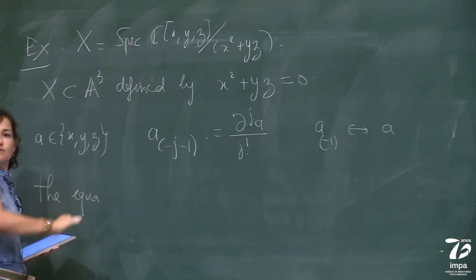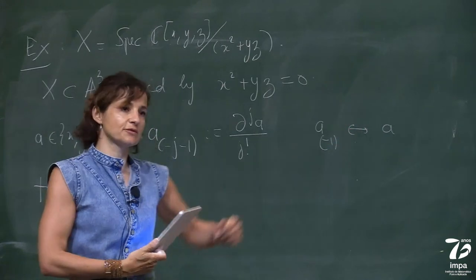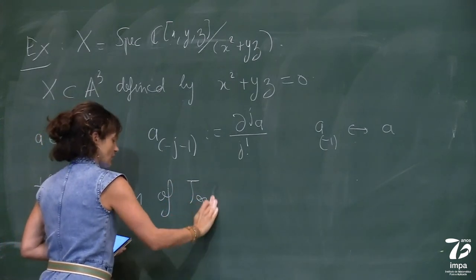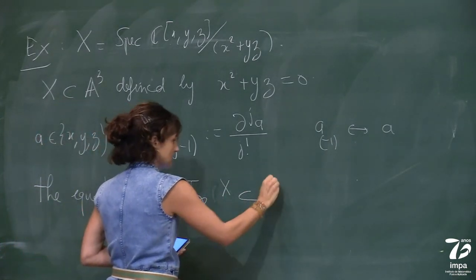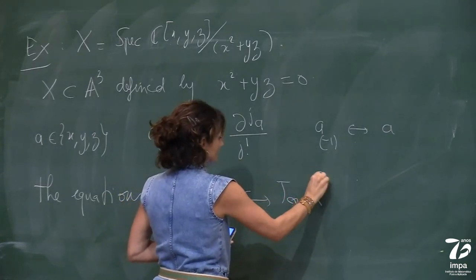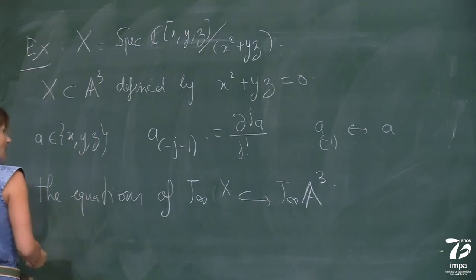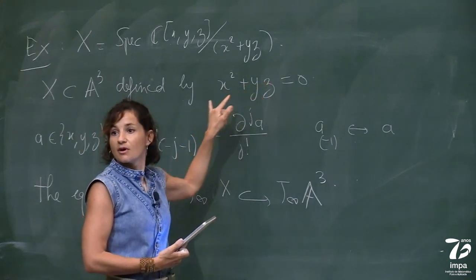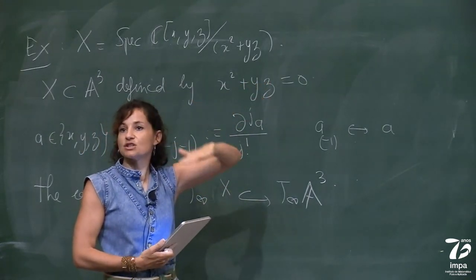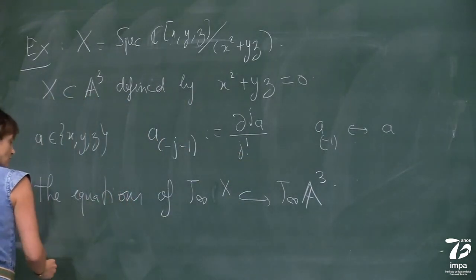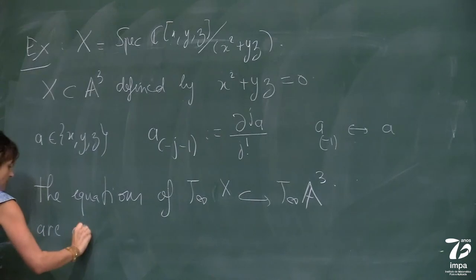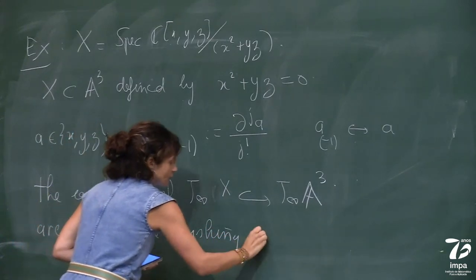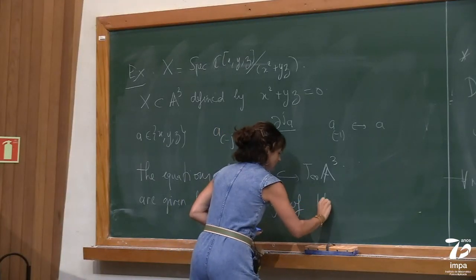And then the equation, so all the schemes I defined are also affine. I didn't mention it, but it's clear from the definition. And so the equations of the arc space of X embedded in the arcs of the corresponding affine space are given by the vanishing of the equation of this. You write formal series instead of variables, and then you write the vanishing of coefficients. So the equations of this are given by the vanishing of the following polynomials.